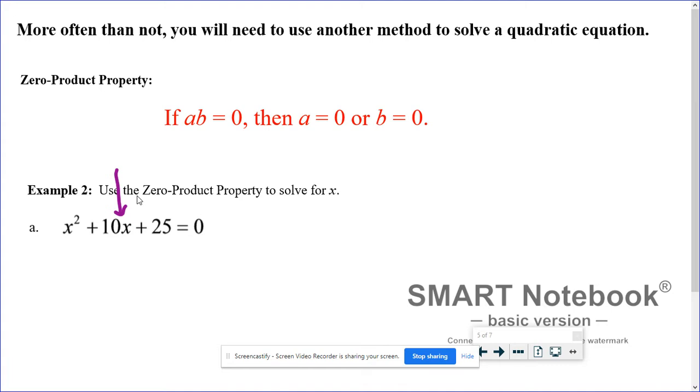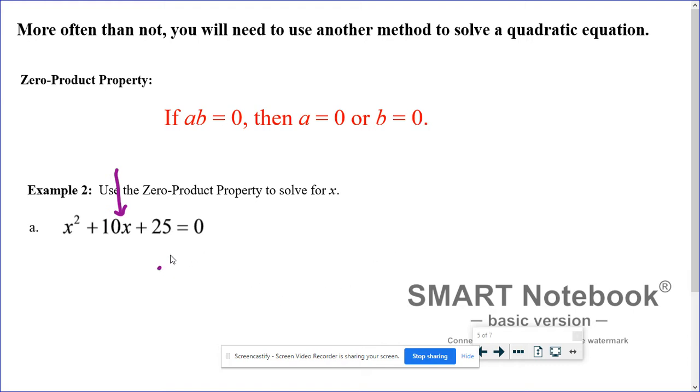So we need an alternate, or we need many alternatives. This is one of them. So more often than not, you're going to need to use another method than what we just did. So again, solving by square roots is a great method when the equation allows it. But for example, example 2 does not. So we're going to use what's called the zero product property. The zero product property states that if A times B equals 0, then either A is 0 or B is 0. You can't multiply two numbers together and get 0 unless one or both of them is 0.